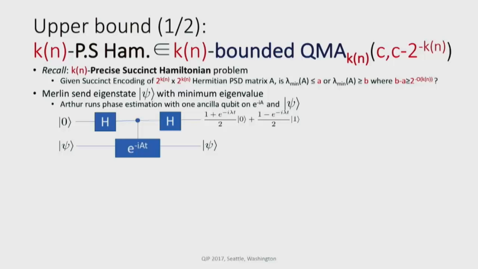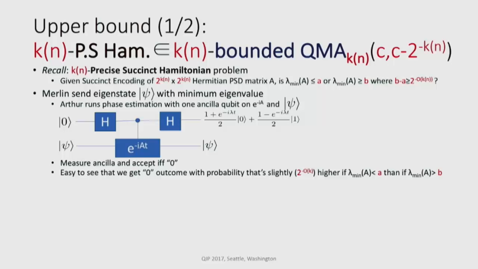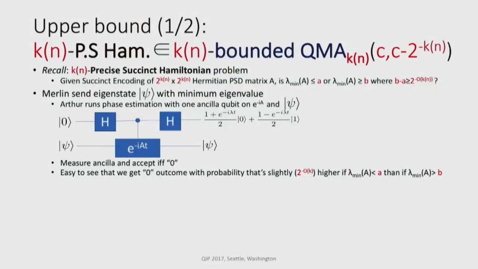Here's a picture of the circuit that he applies. It's just phase estimation with one ancilla qubit. And he's simply going to measure this single ancilla, and he's going to accept if he gets 0. So why does it work? Well, what's really going on here is phase estimation with 1 bit of precision. So it's not hard to see that we get the 0 outcome with probability that's just slightly higher, like 2 to the minus k higher, if the minimum eigenvalue of the matrix A is less than little a than if it's greater than b. But this is exactly what we need to establish the claimed bound.